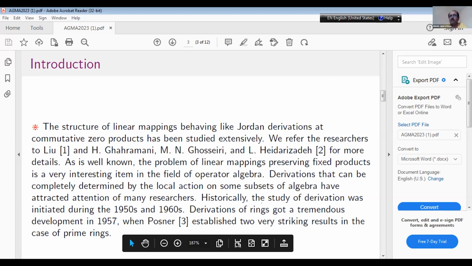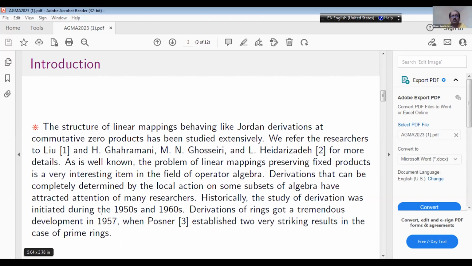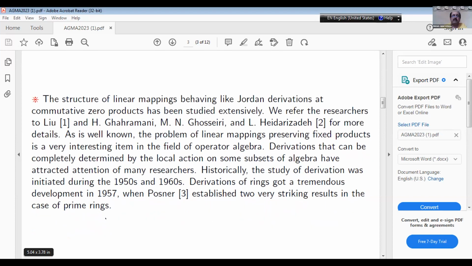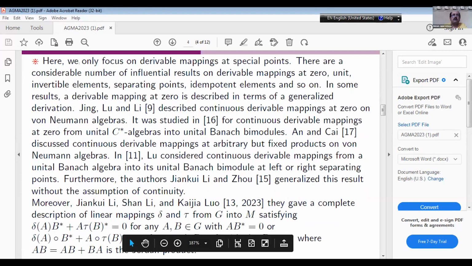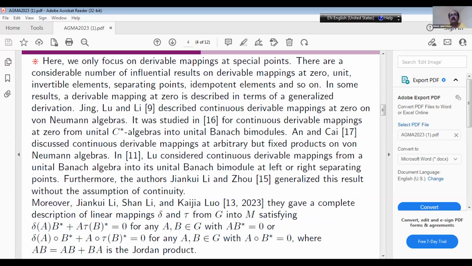Derivations got a tremendous development in 1957 when Posner established two striking results in the case of prime rings, in which he made a prime ring commutative. Also, here we only focus on derivable mappings at a special point.